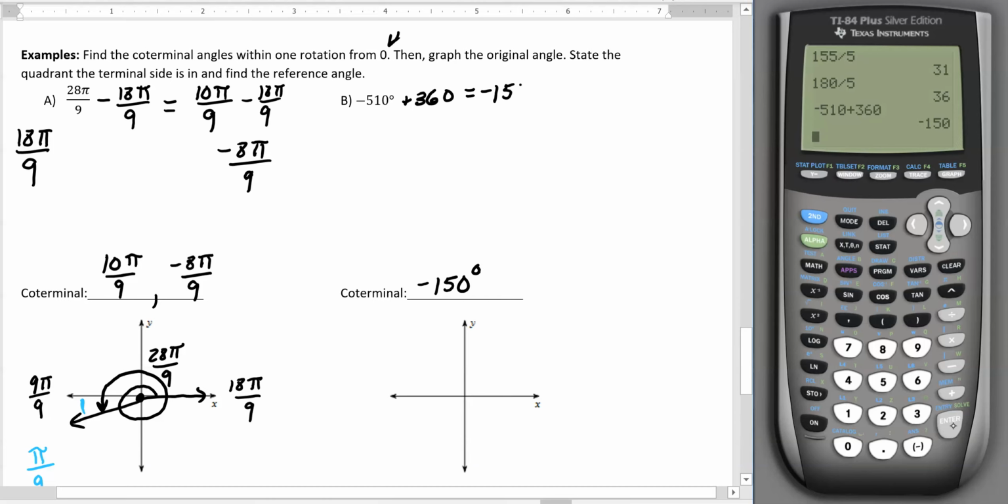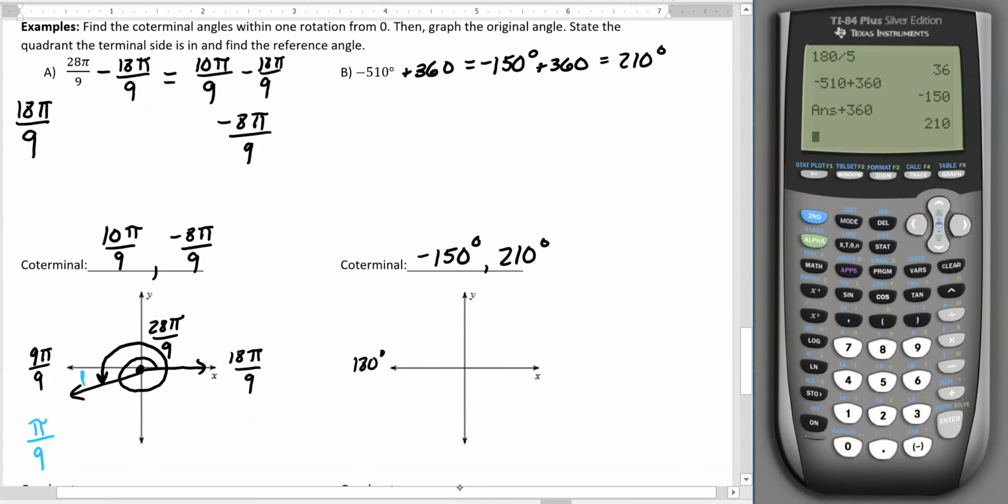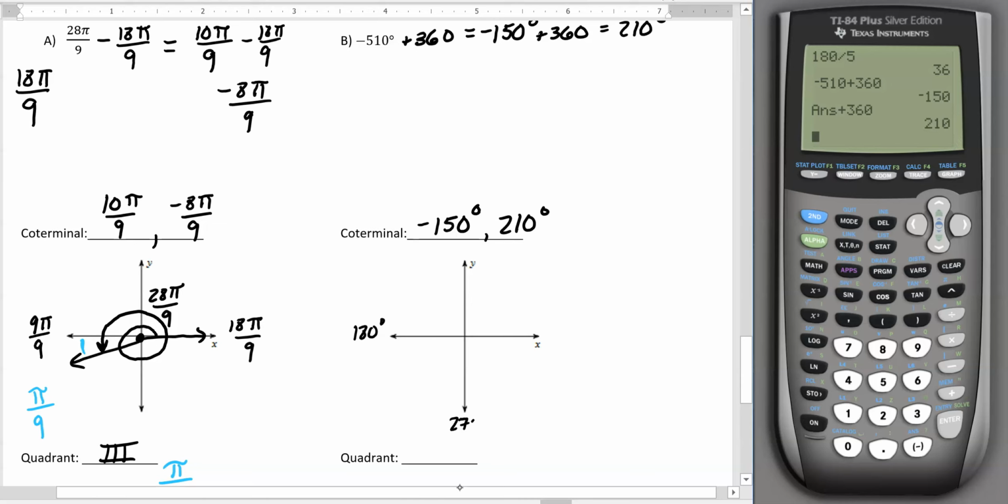So there is one coterminal angle. I am basically adding a positive rotation. And then I can do it again. I can add 360 to that and say, well, what happens if I add another 360 degrees? I get 210 degrees. Okay? So all of these are coterminal angles in that they end at the same spot. So think about here we have 180 degrees. We would have 270 degrees here. So my 210 degrees is going to end up about 30 degrees past 180, right?